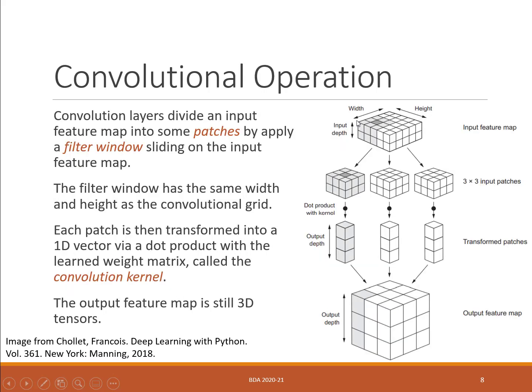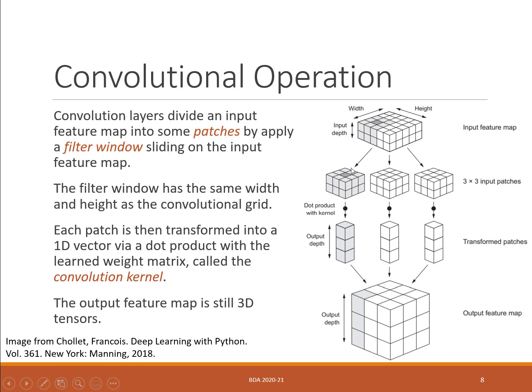As mentioned in the previous slide, each convolutional layer consists of grids of neurons, where the dimension of each grid is usually smaller than the size of the input feature map. Prior to transformation, a filter window slides over the input feature map and divides it into some patches. The filter window has the same width and height as the grid. Then each patch is transformed via a dot product with a weight matrix, producing a transformation patch. The values in this weight matrix are adjusted during learning. The output feature map is obtained by assembling all the transformed patches.